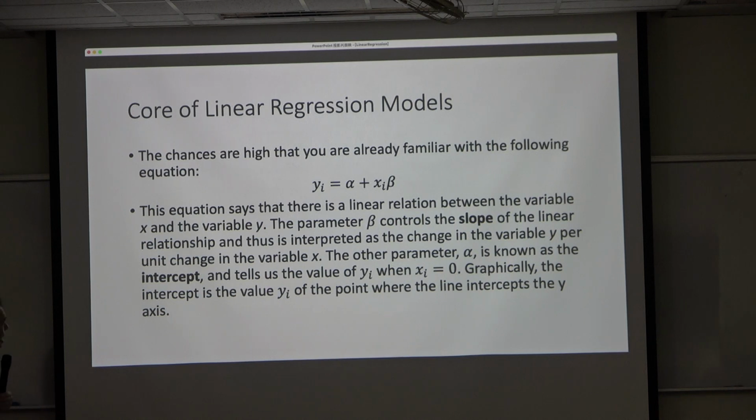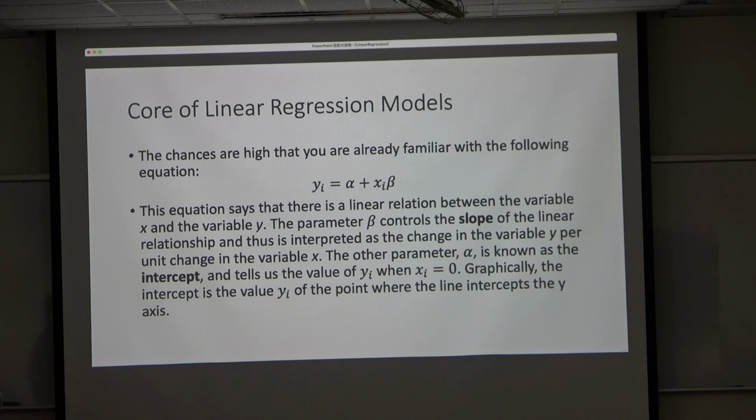So parameter beta basically represents the slope of this straight line. Or you can interpret it as the change in the variable y per unit change in the variable x. Either way, it represents the slope. I think the slope is probably the easier visualization, the easier understanding of this parameter. And the alpha is the intercept.